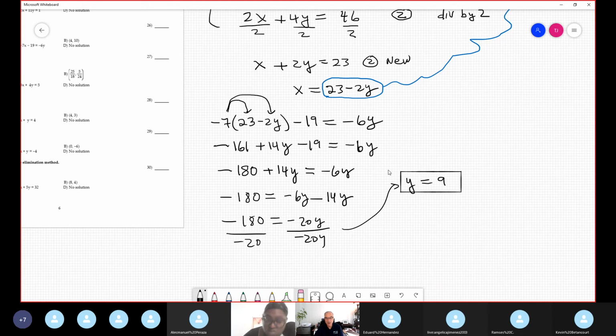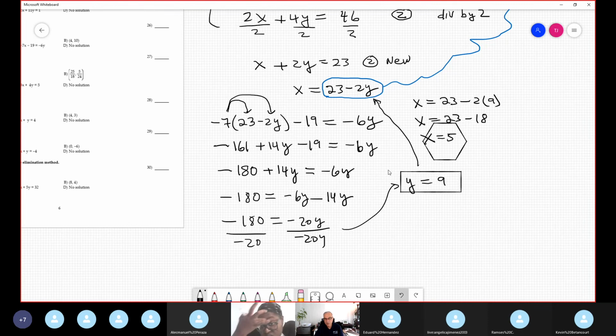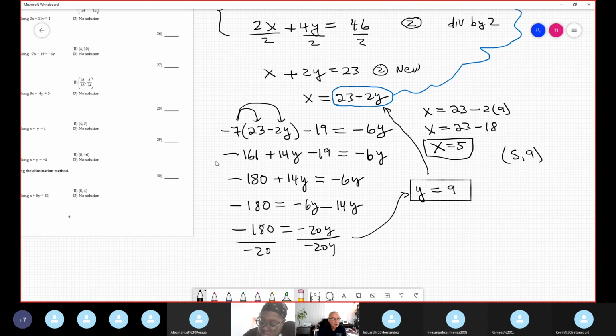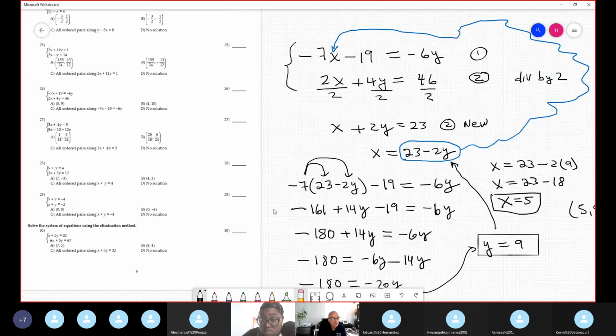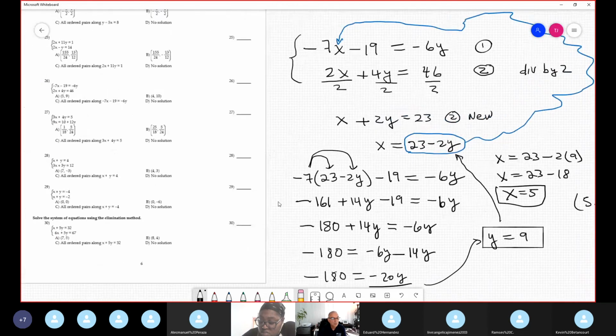Now, in order to find the x value, substitute this 9 into this expression. x is equal to 23 minus 2 times 9. 2 times 9 is 18. And 23 minus 18 is 5. And the solution is the ordered pair 5, 9. There you go. 5, 9.